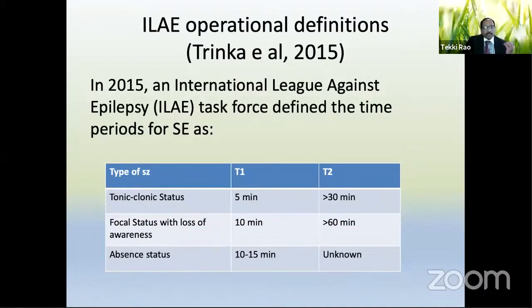if it is lasting for more than 5 minutes, is time point 1, where we need to start acting. Whereas time point 2, beyond 30 minutes, is when neurological injury is likely to happen. For focal status with loss of awareness, it is 10 minutes, whereas it could be up to 60 minutes before neurological injury can set in. Unfortunately, absence status has no clear definition or clear understanding. Mostly these operational definitions are also quite arbitrary.